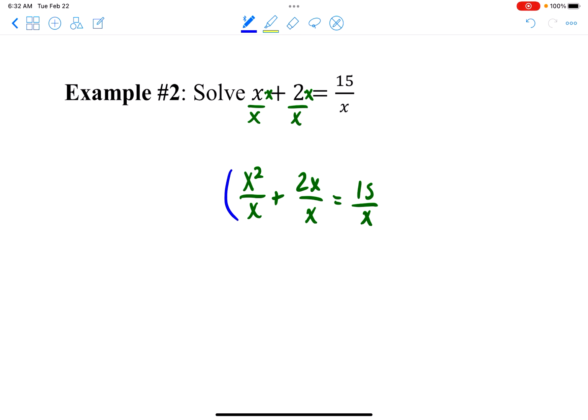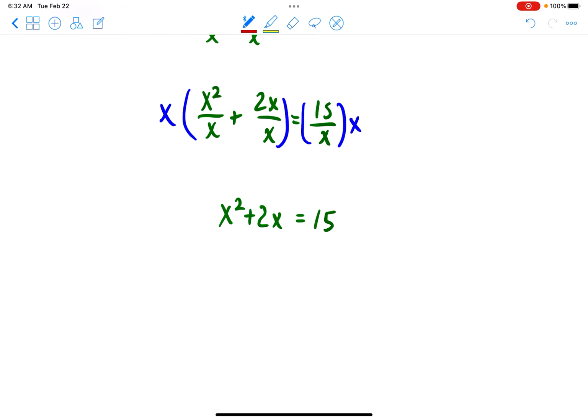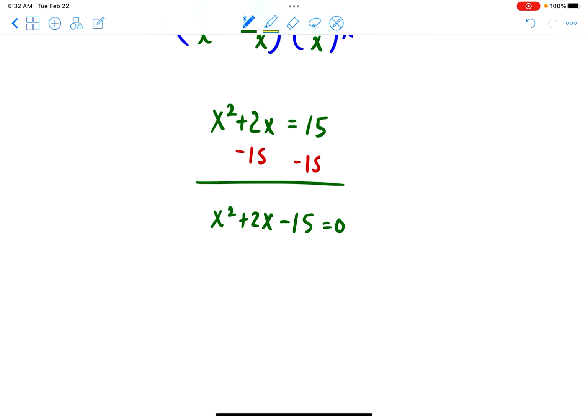And you really don't have to write this step here in blue if you don't want to. Like if you just want to come down here on this next step and say x squared plus 2x is equal to 15, that's fine. I'm not going to ding you for that. All right, subtract 15 from both sides. And now we've got x squared plus 2x minus 15 is equal to 0.